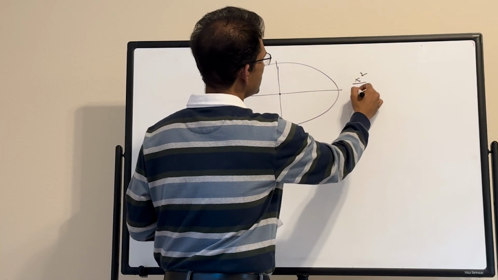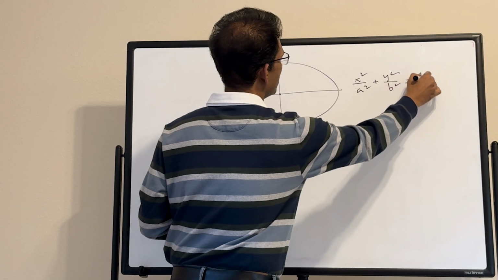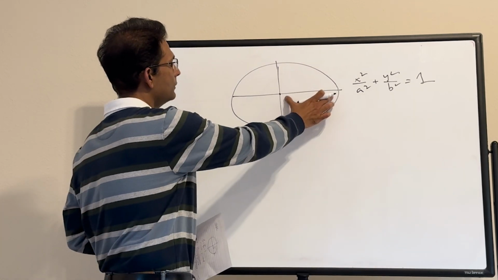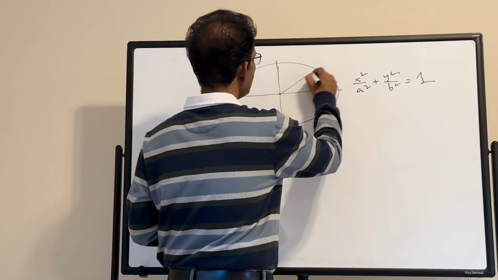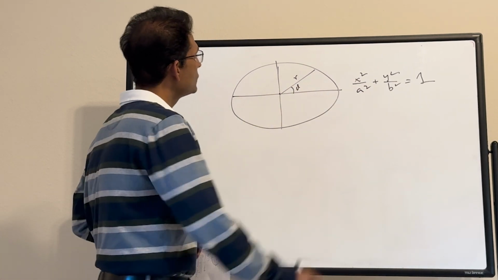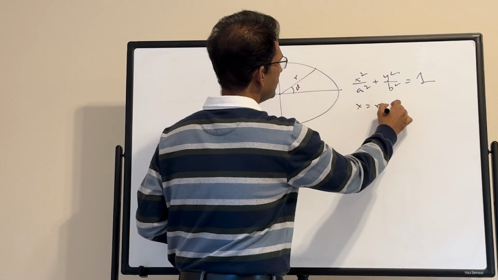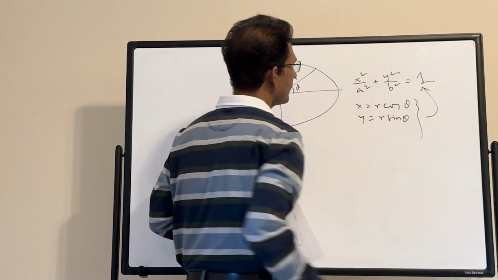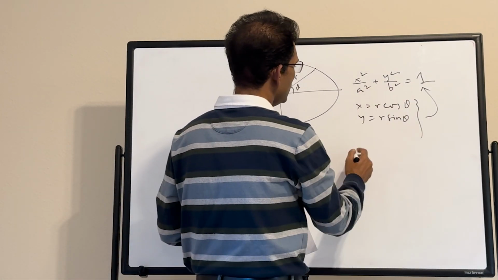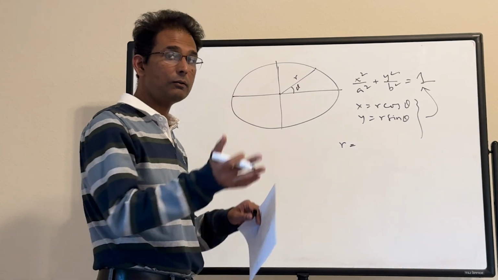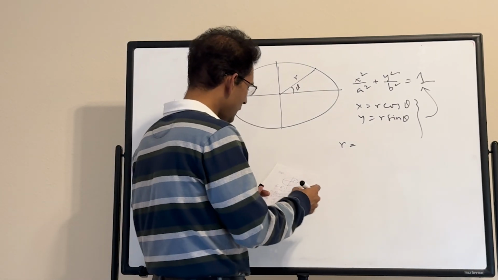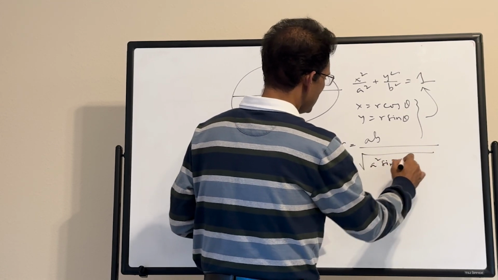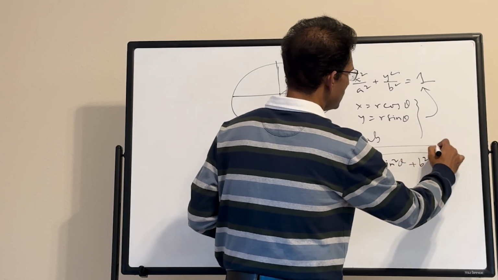Let's say the equation of this ellipse is x squared over a squared plus y squared over b squared equal to 1. This is the equation of an ellipse in the Cartesian coordinate system, and this is a, this is b, and so on. If you use a polar coordinate system, your x is r cosine theta, and your y is r sine theta. So you can plug these two in here, and isolate r, writing r on one side and everything else on the other side. You'll get an expression like this: r equal to ab divided by the square root of a squared sine squared theta plus b squared cosine squared theta.